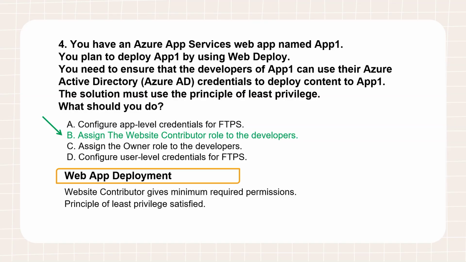To allow developers to publish through Web Deploy using Azure AD Authentication, the correct RBAC role is Website Contributor. This role allows deployment actions but doesn't grant unnecessary administrative privileges. So answer B is the least privileged and correct choice.